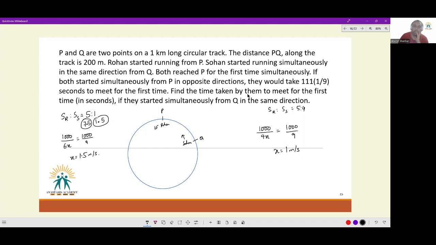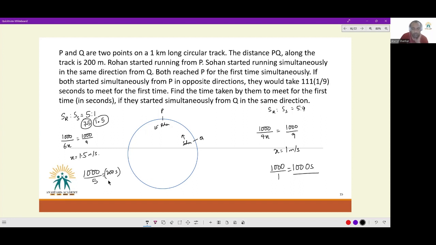Now find the time taken by them to meet for the first time in seconds if they started simultaneously from Q in the same direction. If they started from Q simultaneously in the same direction, in this case, the difference in their speeds is 1 unit, and the faster guy has to travel 1 lap more or 1000 meters more than the slower guy. So 1000 divided by 1, in this case it would take him 1000 seconds. In this case, it would take him 1000 divided by 5, 200 seconds.